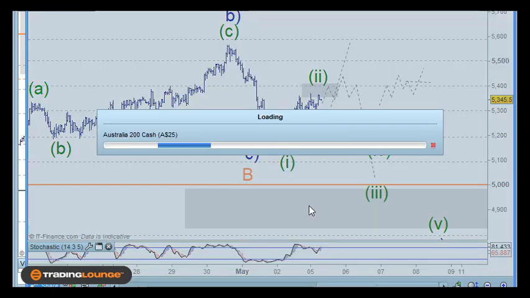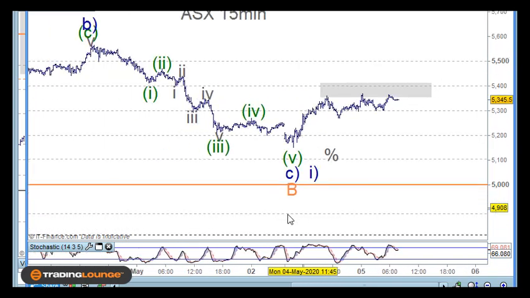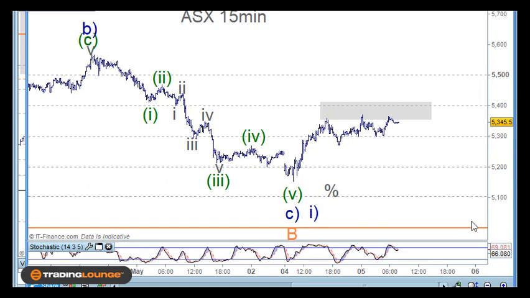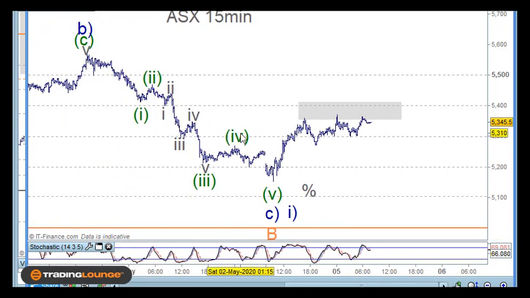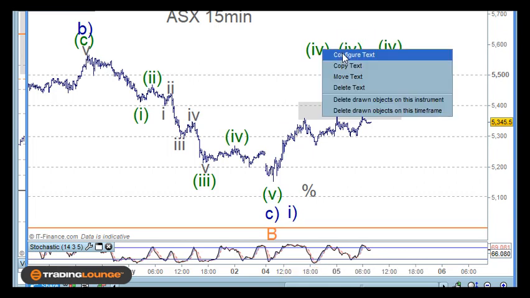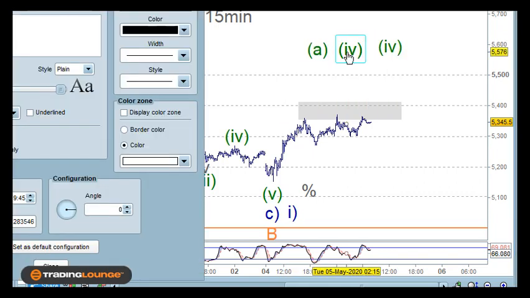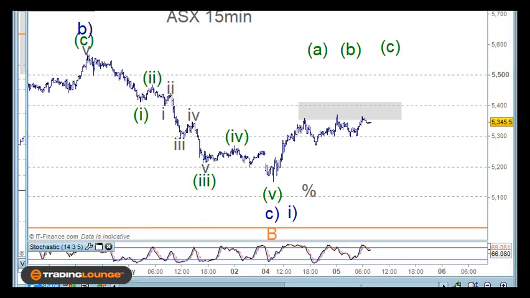So there's a problem we've got sorting this little bit out through here. Yesterday we were counting 5 waves down. Didn't quite come down to the 5-1, found support. What I can say is this move up through here is 5 waves. So let's just label this here. We can label that wave A here.